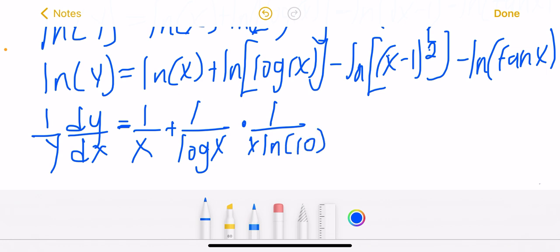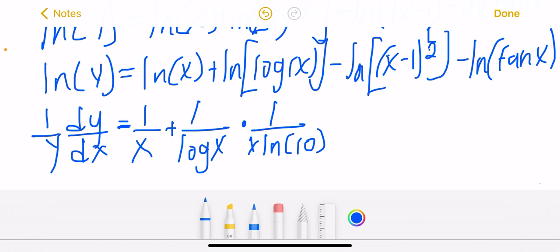So derivative of log x, there's a video that I already did. So I'll leave a link for the derivative of log x, how you find that the derivative of log x is 1 over x ln of 10. Okay. And then we go to the next one.